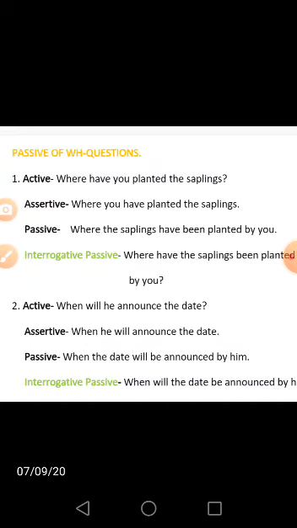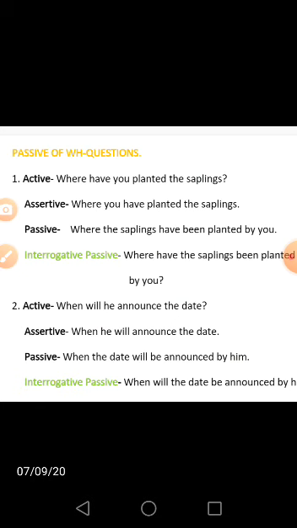Students, last week you learned passive of yes-no question. But as you all know, question sentences are of two types. So if passive of yes-no question is learned, then what is left? Passive of WH question. Yes. So today we will learn how to change the active form of a WH question to its passive.